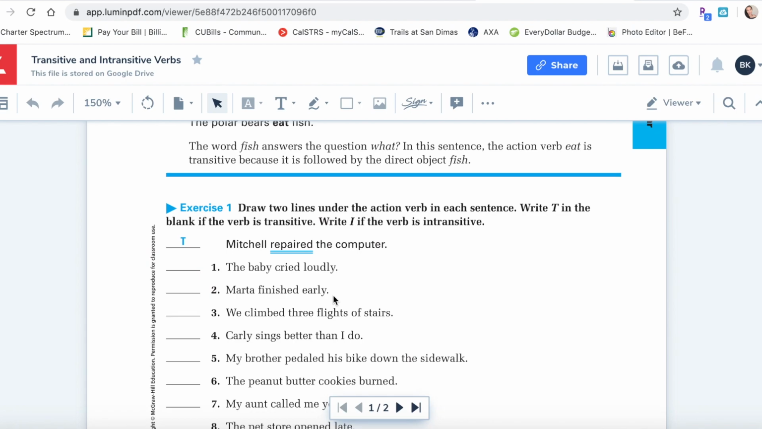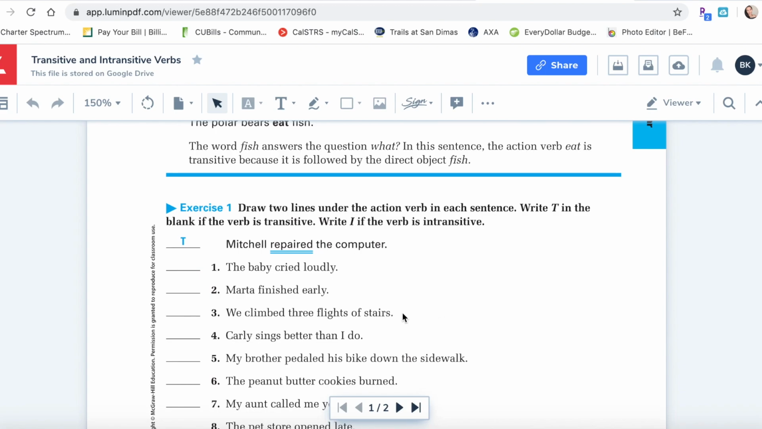Okay, let's do one more together. Number 3, we climbed 3 flights of stairs. Go ahead and identify what the verb is, what's the action, what's something that you can act out yourself. Can you act out we? No. Can you act out climbed? Yeah. Can you act out 3 flights of stairs? No. You can point to 3 flights of stairs, but you can't physically do that as an action. So climbed is the verb.